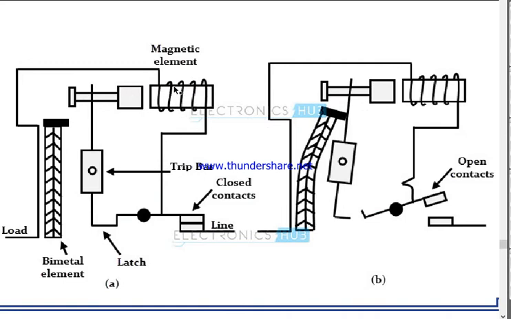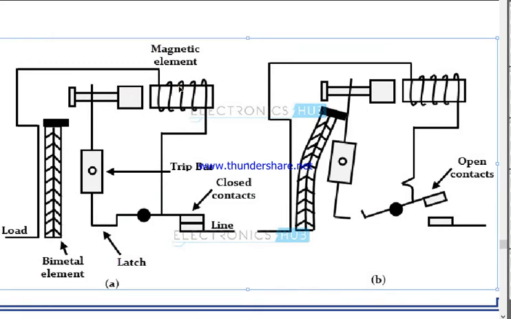Here you can see this is a magnetic element, and this is a bimetal element. The bimetal element is made in such a way that when it becomes overheated, it changes its shape, or it expands. It expands and moves away from its position. It is like a spring.